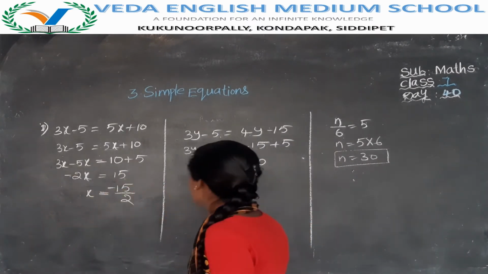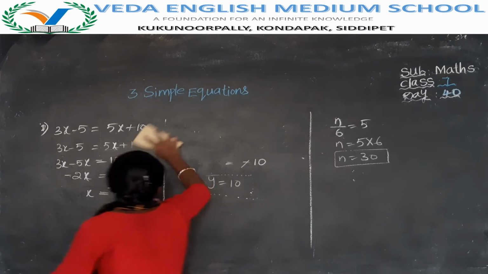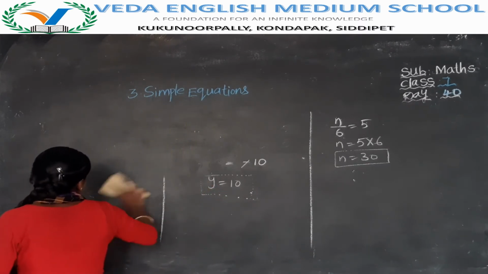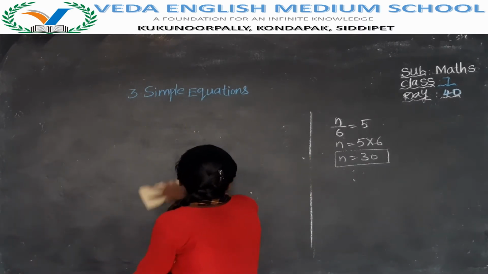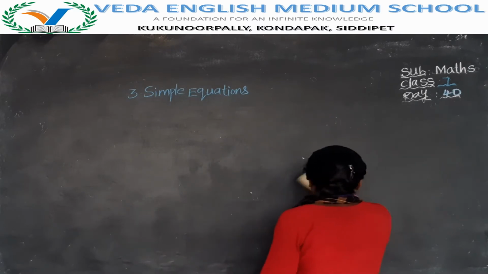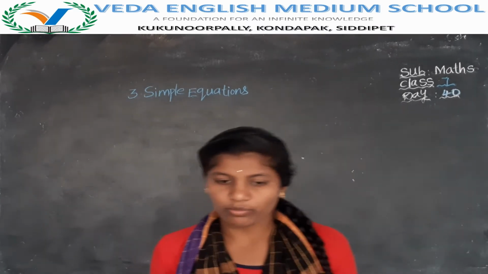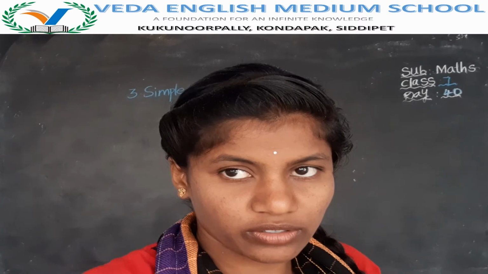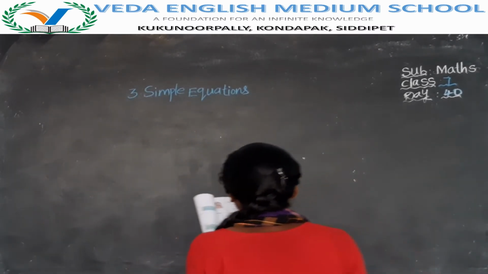Okay? Next, now we will go to the exercise. Exercise 2. In exercise 2, we have 2 bits. I will explain first bit and second bit. I will explain some problems. Some problems I will give as homework. Okay? Exercise 2.